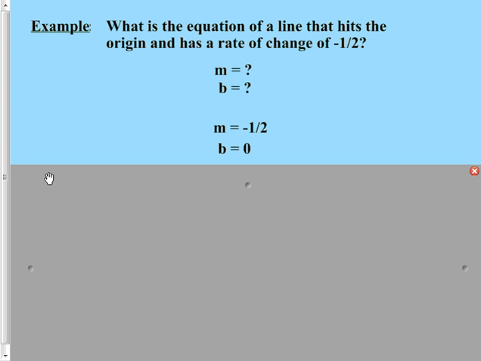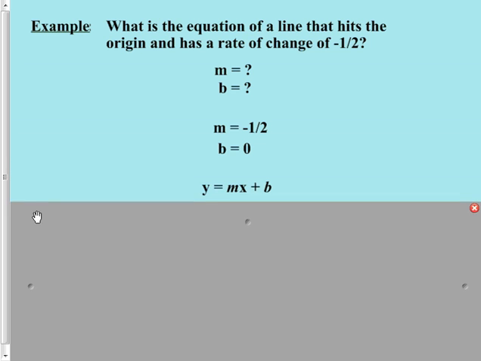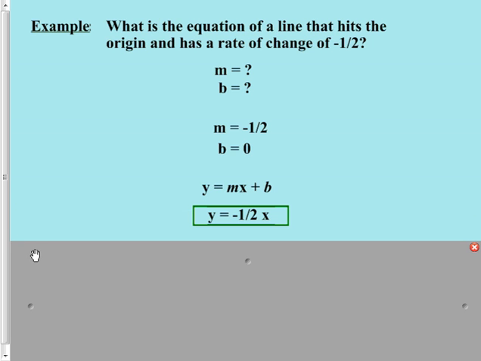Okay, so once again, they did manage to provide us with the information that we need, so the last thing to do is to write down our slope-intercept form, y = mx + b, and then plug in the values where they belong. y = -1/2 x. Now, how come they didn't write down the + b on there?